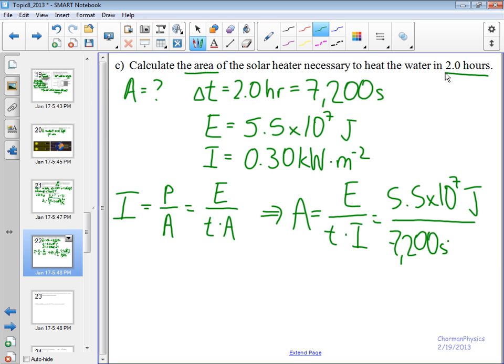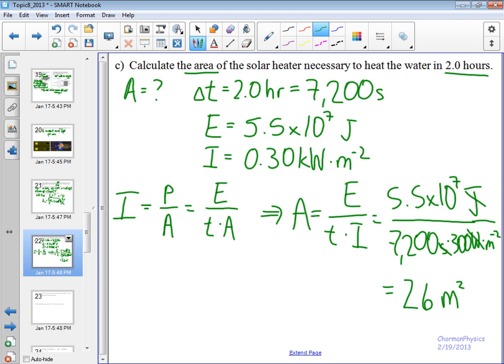Alright. And the intensity is 0.30 kilowatts, and actually we can just write this as 300 watts per meter squared. Okay? And this will give us our area. This is the joules per second. We cancel out with the watts. And our area should be 26 meters squared. There we go. All right.